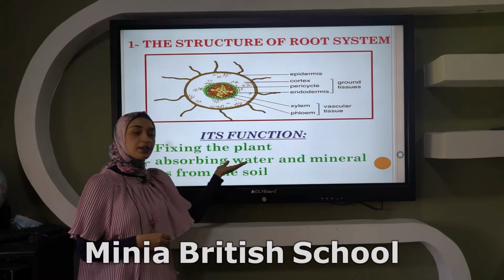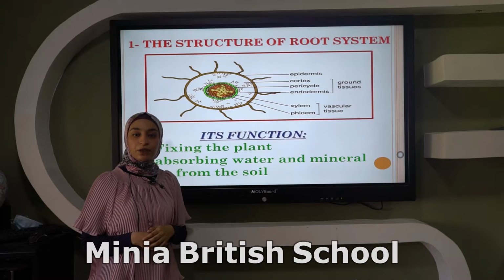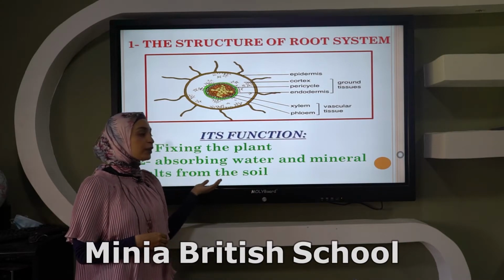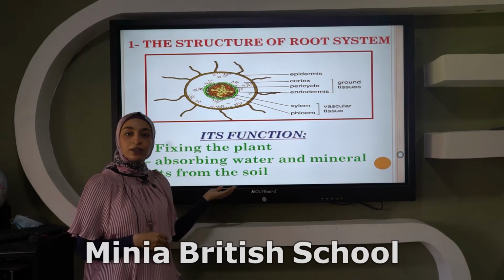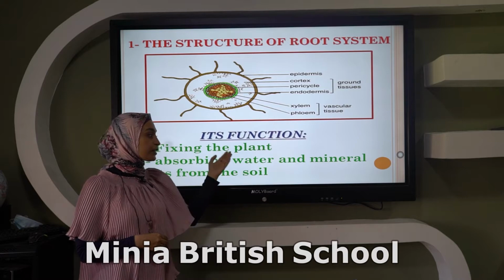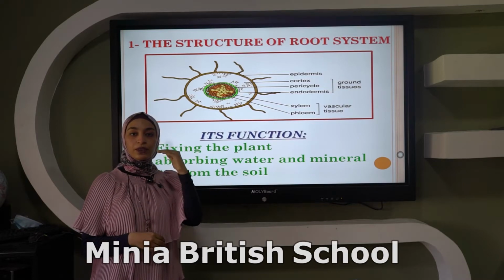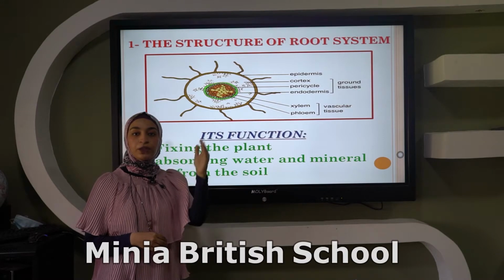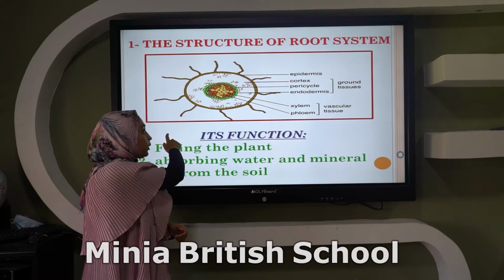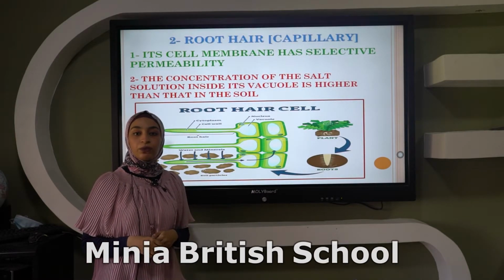What about the function of the root system? Number 1, it fixes the plant in the soil so that no wind, however strong, can remove it from the soil. Number 2, it absorbs water and minerals from the soil. So the function of the roots here is to fix the plant and absorb water, which reaches from the roots to the stem, to the leaves, to the branches, through the xylem and phloem. This is the function of the first part, the root system.